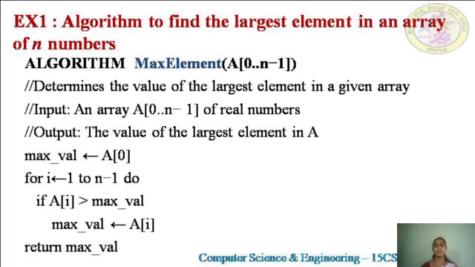Now the third element is compared with max_value. If the third element is greater, then it is stored in max_value. Similarly, the for loop repeats for all n elements. When we come out of the for loop, the max_value variable contains the largest element found in the array A. So this is the algorithm.